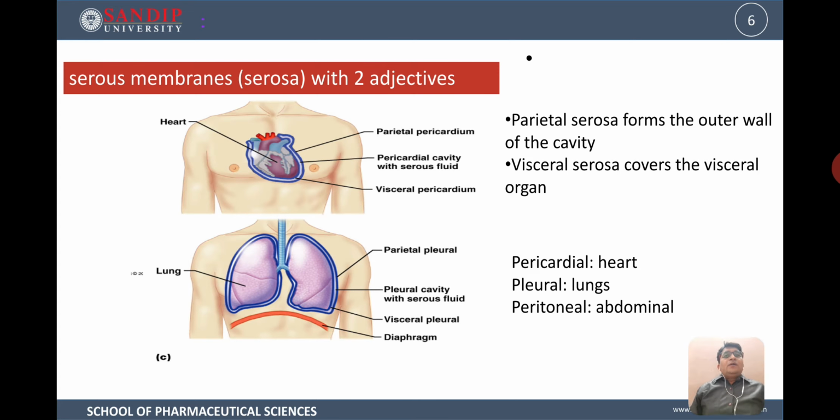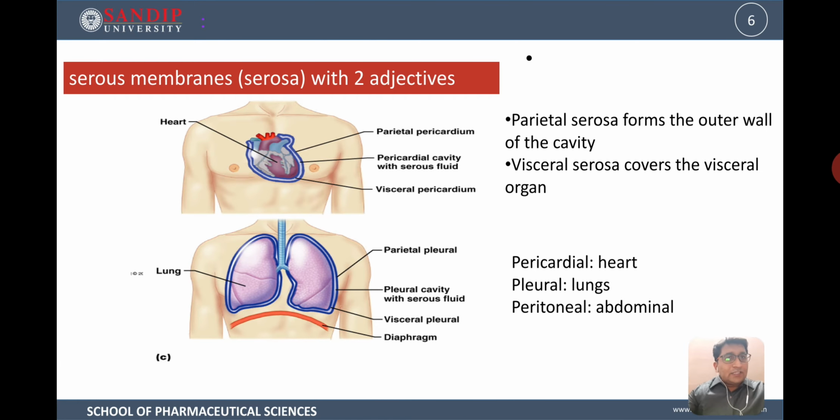Now, the main two membranes are there, and we can discuss them. First one is the parietal membrane and the second is the visceral membrane. In this particular membrane, the parietal serosa forms the outer wall of the cavity. Now, the serous membranes, in medical language, are called serosa.